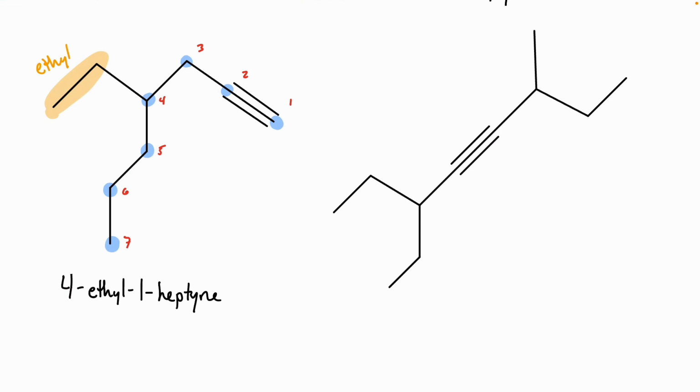All right, so for my last one, again, finding my longest continuous chain containing my functional group, 1, 2, 3, 4, 5, 6, 7, 8. I have a methyl group up here and an ethyl group down here. Okay, I'm going to put in my numbering schemes, 1, 2, 3, 4, 5, 6, 7, 8. Go the other way.